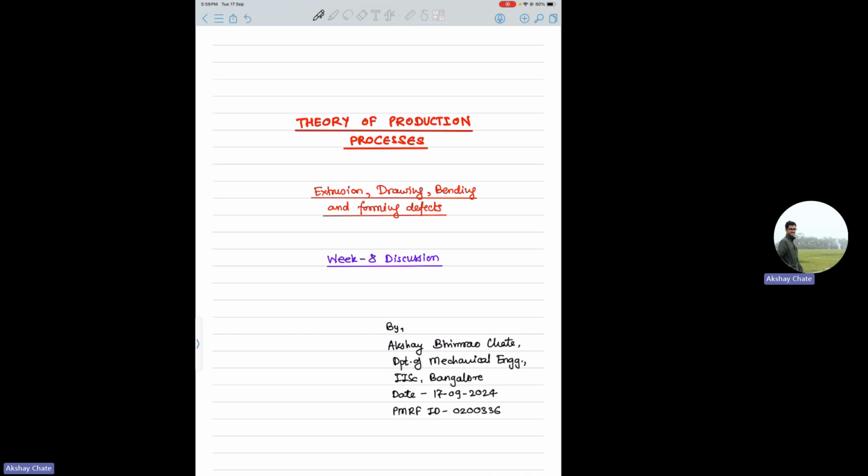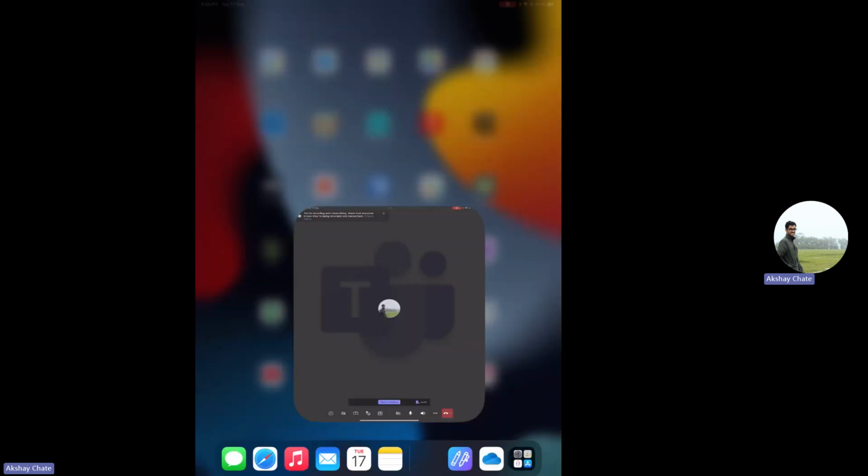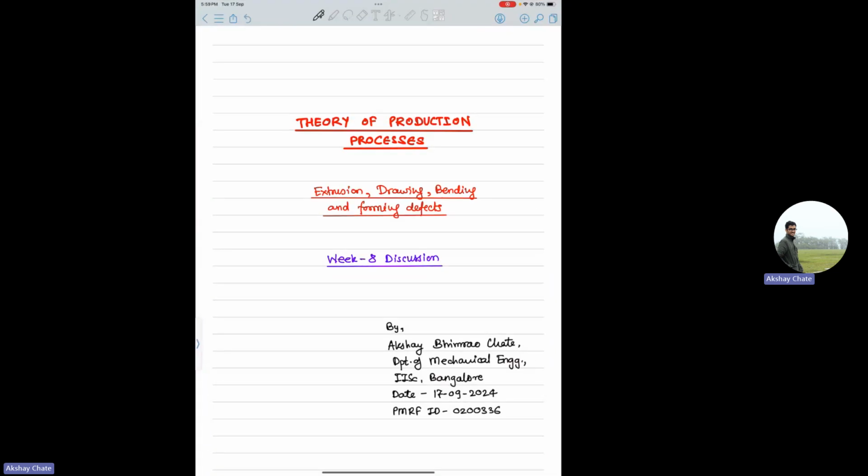So this will be the last class on the metal forming topic. As you know, the whole course is divided into three parts. First was casting, so the first four lectures were on casting. Then we spent about four lectures on metal forming, and this is the fourth one, the last one on forming. Next one will start joining processes like welding, etc.